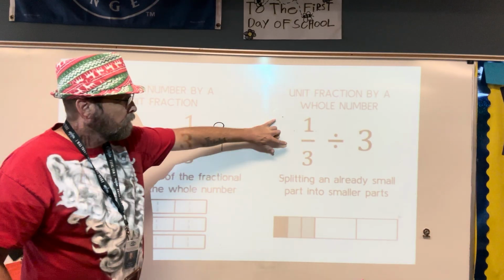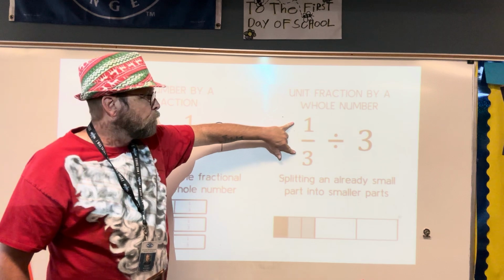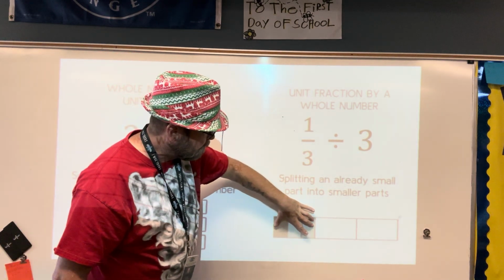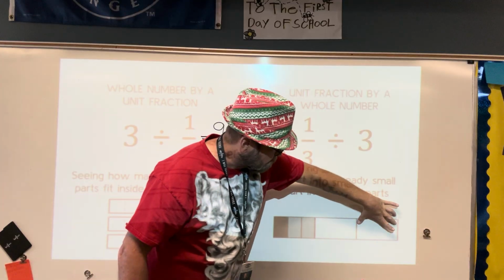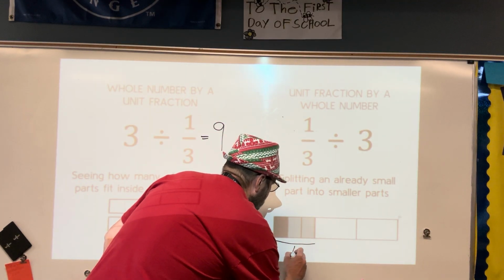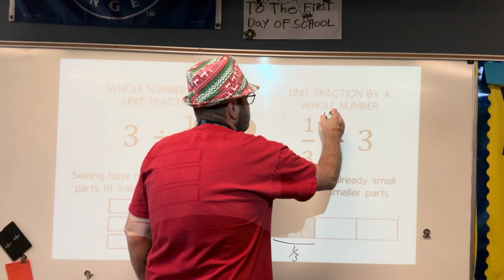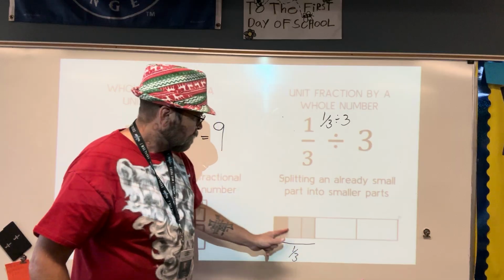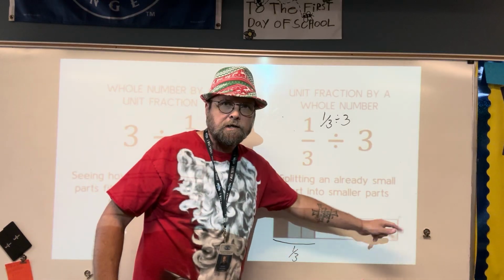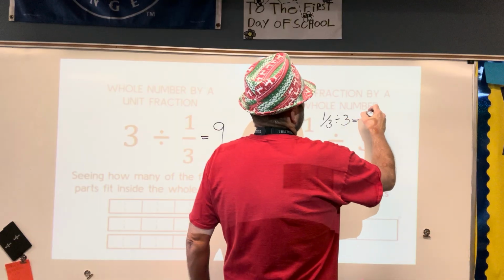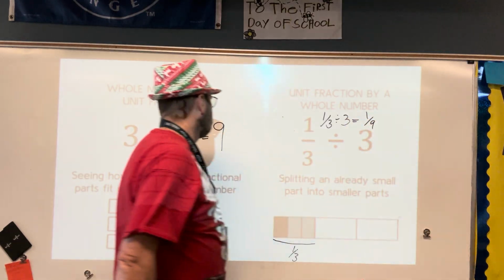This one, we have 1/3, and we're dividing the 1/3 into 3 equal pieces. So here's a third, here's a third, here's a third. So this is what we have left, is 1/3. So we have 1/3, and we're dividing that into 3 equal pieces. Well, if I divided each of these thirds into 3, that would give me 9 pieces. So my answer would be 1/9.